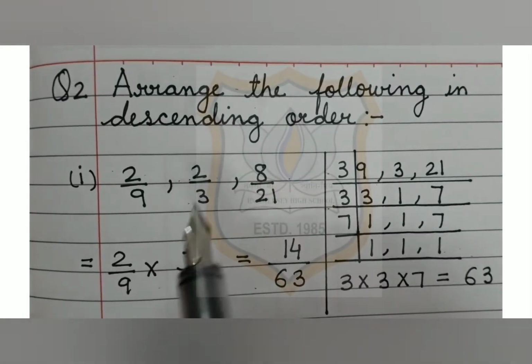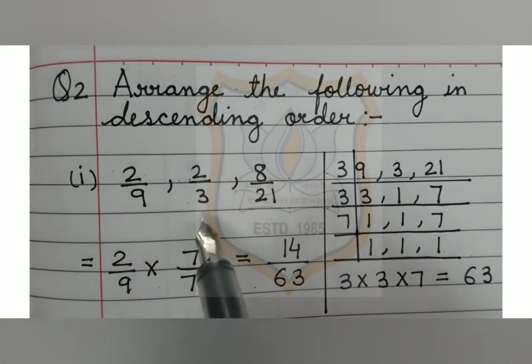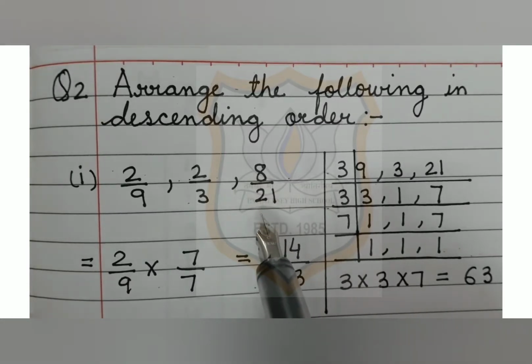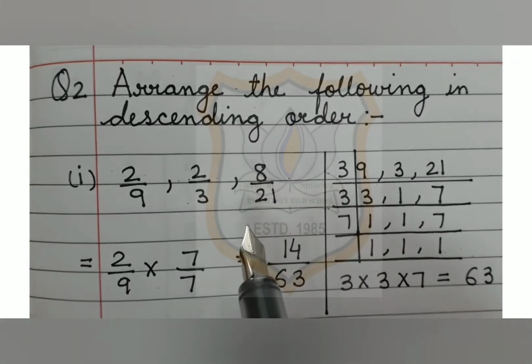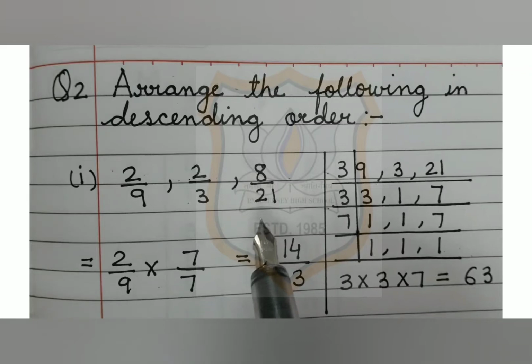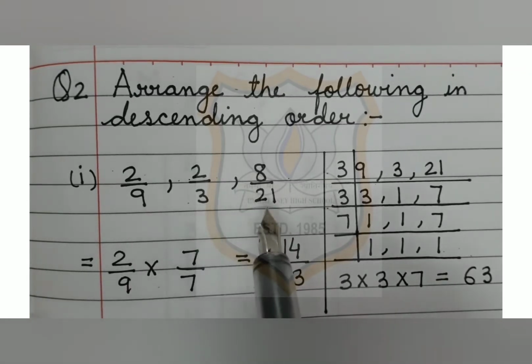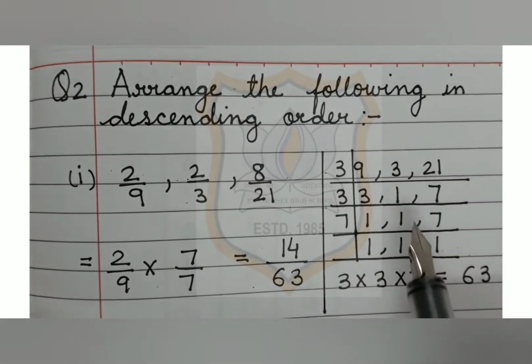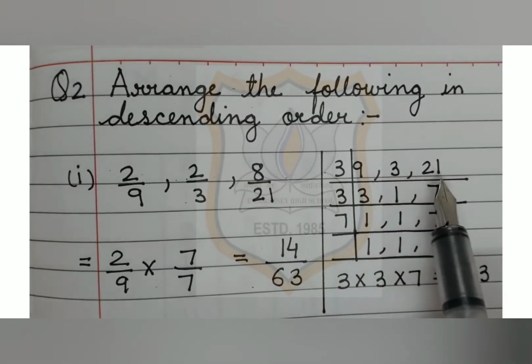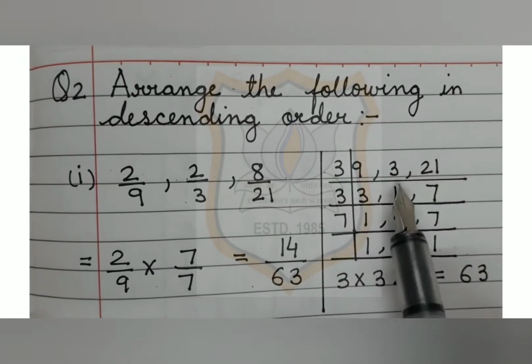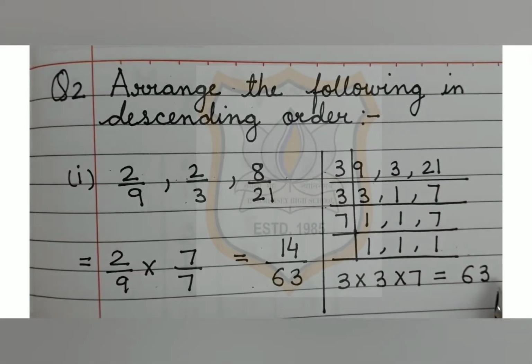To arrange 2 upon 9, 2 upon 3 and 8 upon 21 into descending order, first we have to take the LCM of their denominators. Their denominators are 9, 3 and 21. You have to take the LCM of 9, 3 and 21. LCM of 9, 3 and 21 is 63.